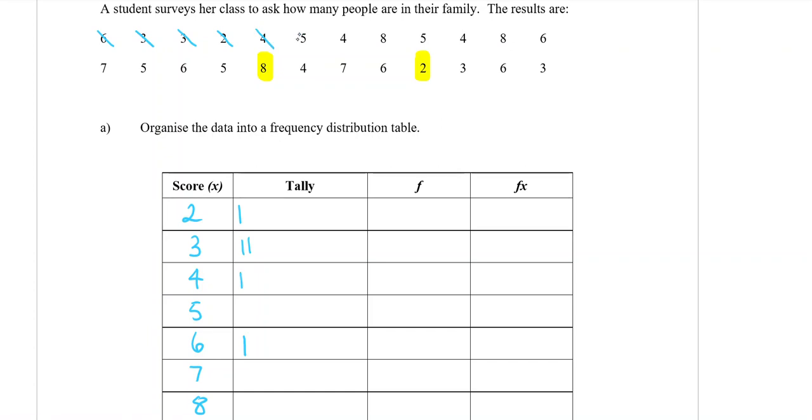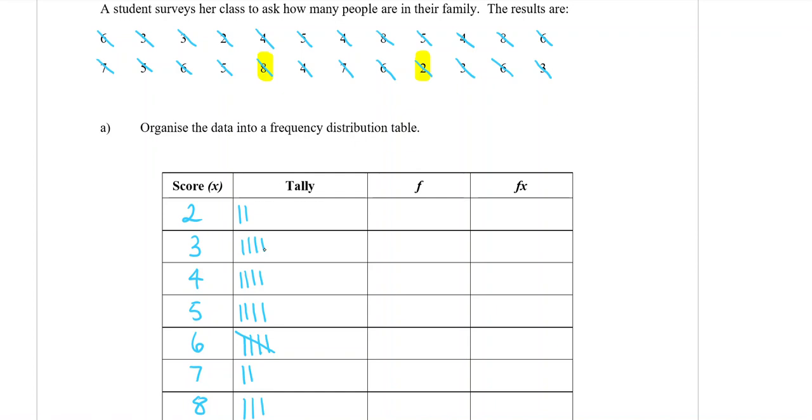4, 5, 4, 8, 5, 4, 8, 6, 7, 5, 6, 5, 8, 4, 7, 6, 2, 3, 6, and if it's a fifth one, you've got to cross over, and 3.